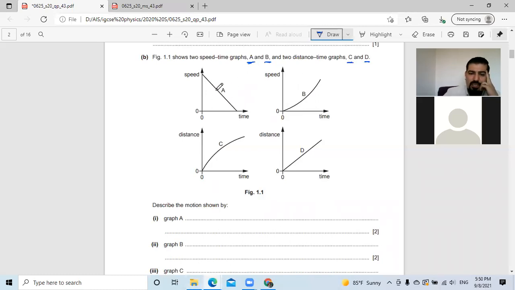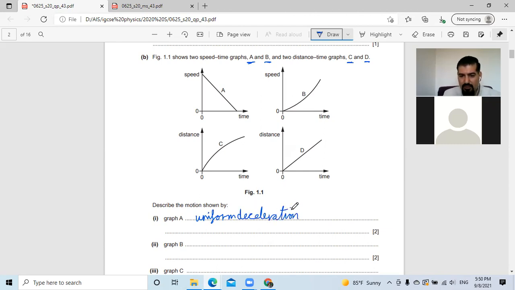Okay, what's happening in A? Who can tell me? Two words. What's happened to the speed? The speed is going down, the speed decreases, and it's a straight line. What's that called? Yes, uniform deceleration. Uniform or constant what? Deceleration.